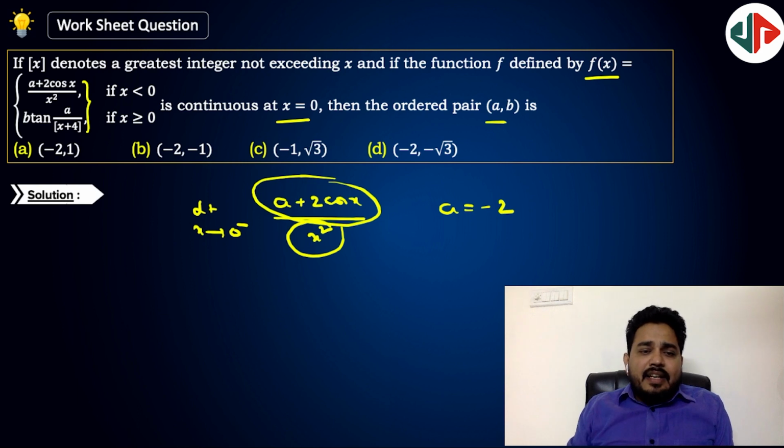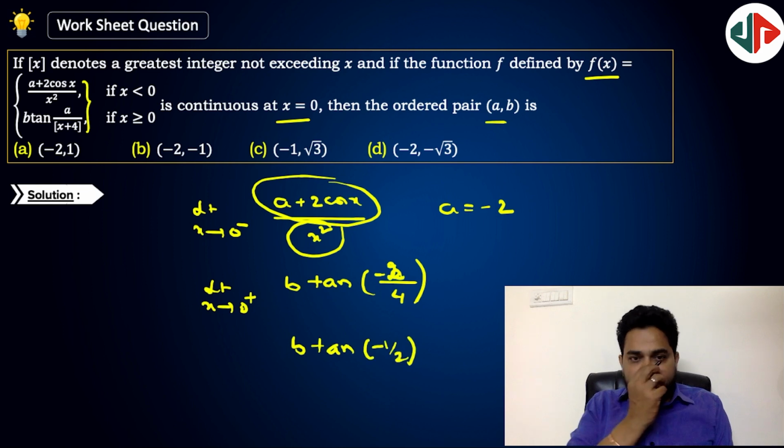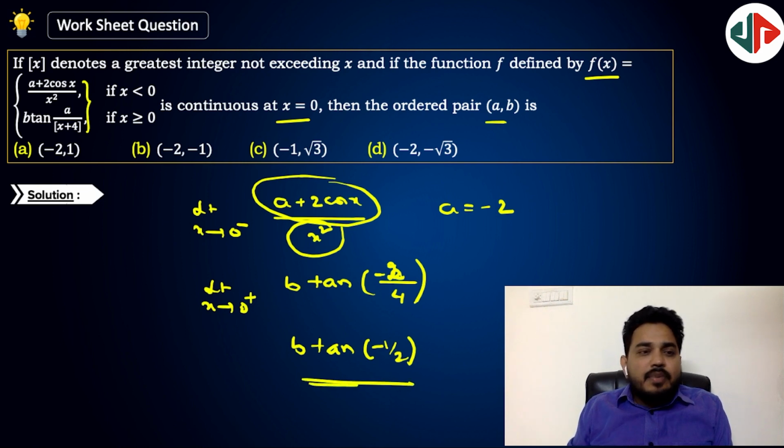And limit x tending to 0 plus, b tan of a by step of x plus 4, as x tends to 0 plus, this value is equal to 4. So b is equal to, here my a is equal to minus 2 if I write, so b tan of minus 1 by 2. Okay, this is the value you are supposed to write.